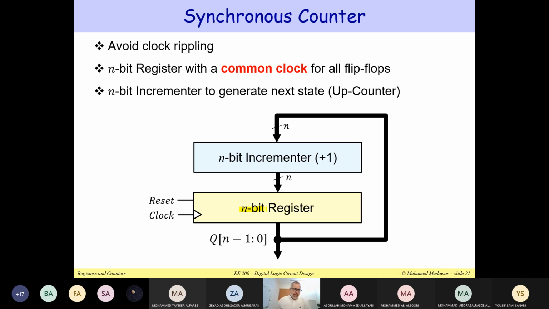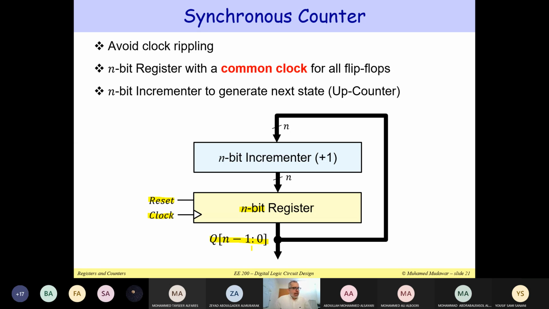Notice that all of these flip-flops are connected to the same clock. They are also connected to the same reset input. So we can reset all the flip-flops inside this n-bit register, and therefore we can reset the Q output, which consists of n bits, to 0.